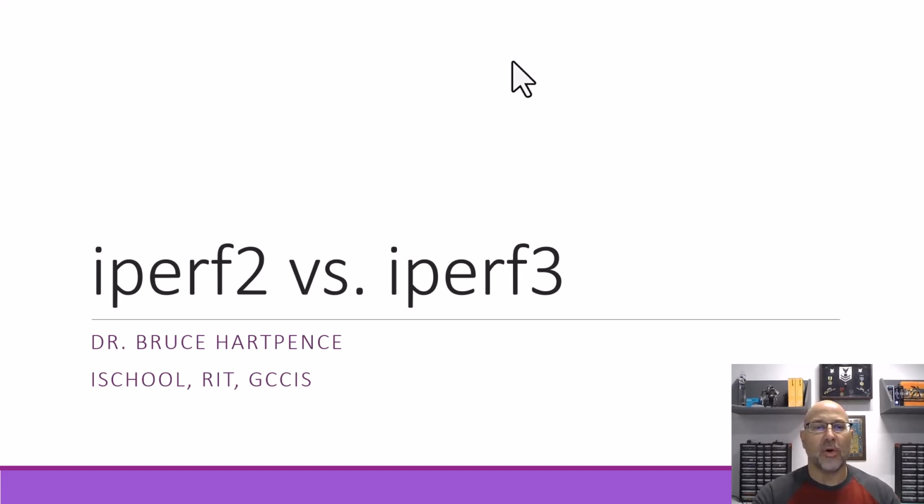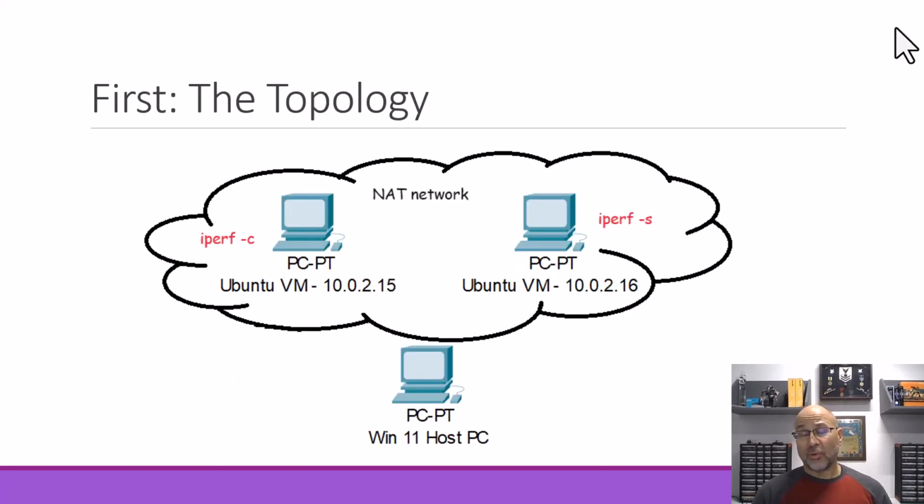Okay, so here we go, iperf2 versus iperf3. Now, since we're going to actually run some tests, I thought I would point out the topology that I'm going to use. So really, most of this is going to be about a couple of VMs going back and forth. They are going to be Ubuntu VMs, so Linux. And the two of them are sitting on a NAT network. And I'll show you that you can actually talk to your host PC too, at least in one direction.